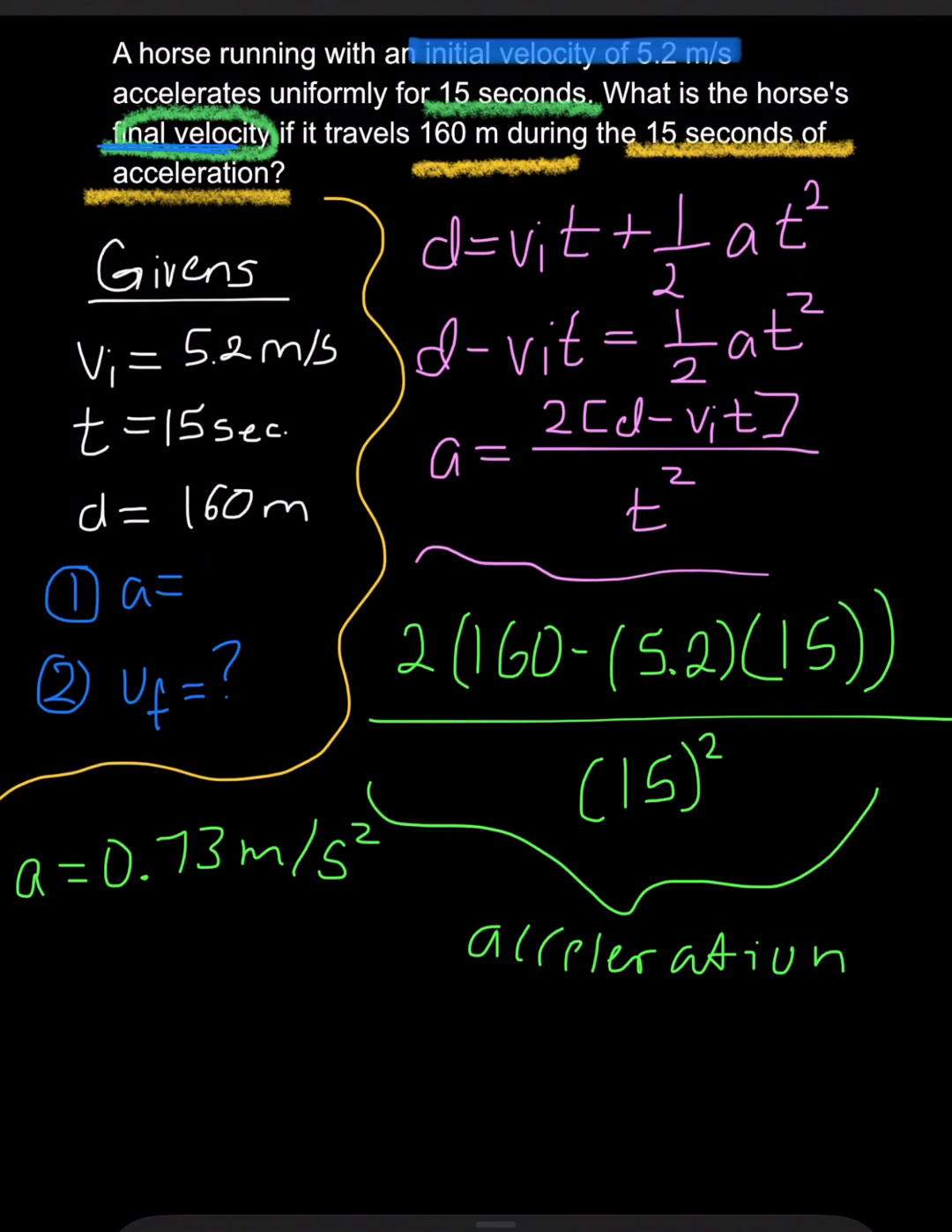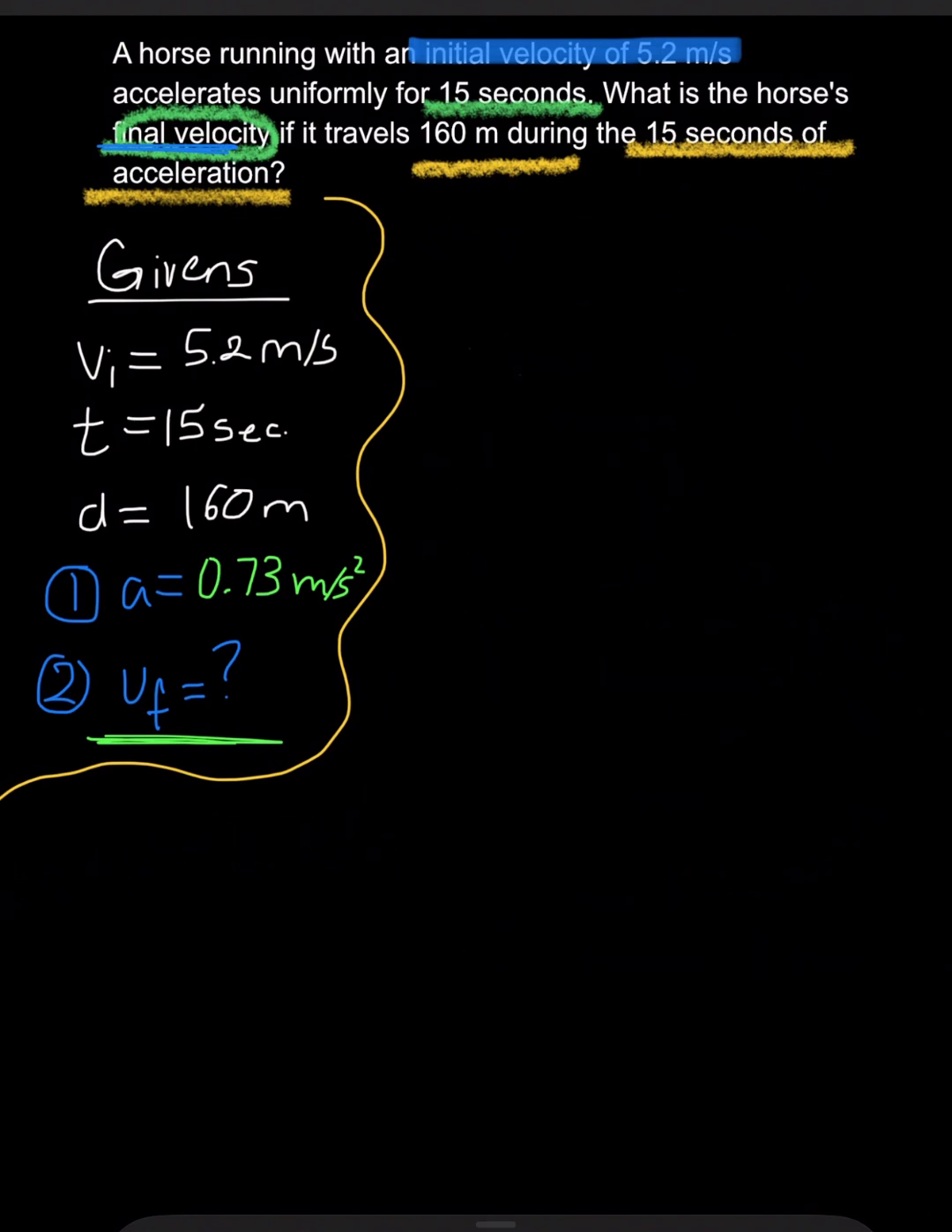So let's erase that and write 0.73 meters per second squared. And now we can find what we're actually looking for, which is V final. So let me quickly erase all of this. I've cleared some space up, and now let's find V final. So we can use the equation, which is V final, this equation, and we can solve for V final here.